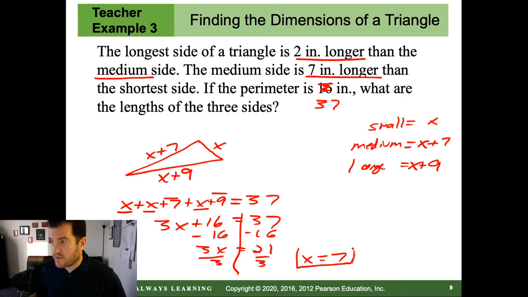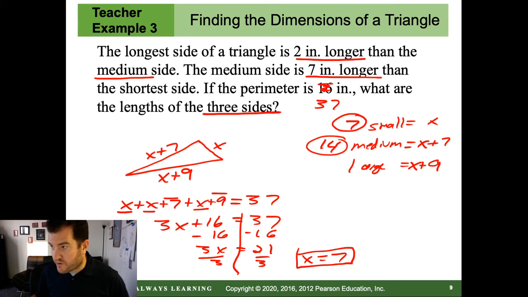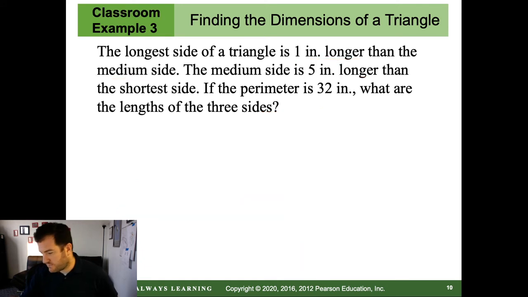Now, again, it says find the lengths of all 3 sides. So my small is going to be 7. Remember, my medium is 7 inches longer than that one. So that should be a 14. 2 inches longer than that one should be a 16. Now, remember, if you want to, you can check, add these together. 16 plus 14 is 30, plus 7 is 37. So I did it correct. Okay? Give this one a shot.